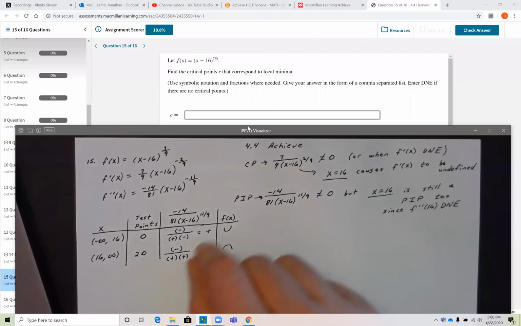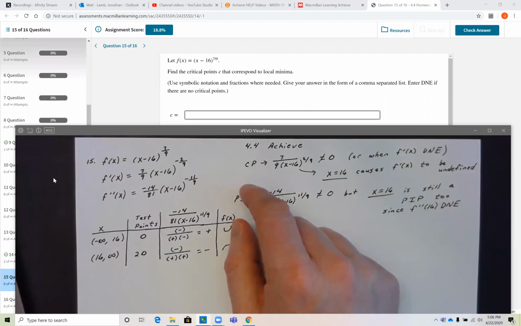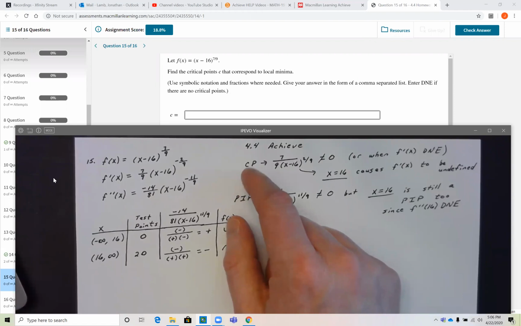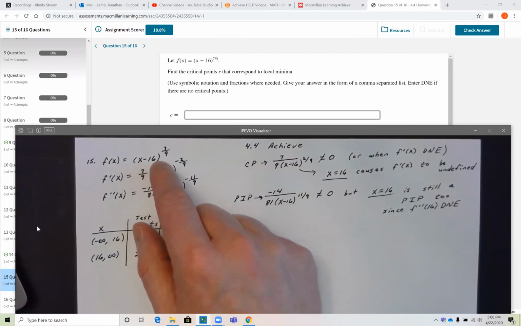Hey guys, take a look at number 15 in section 4.4 with me. It's not a really hard problem, but it's a strange problem. So let me go ahead and take a look at it with you here. It gives you a function. Yours should be similar to mine, where we have a linear function raised to a fractional exponent. We have (x - 16) to the 7/9 power.